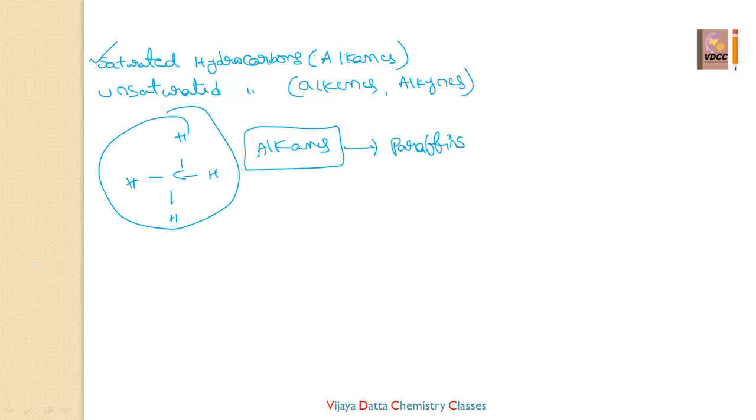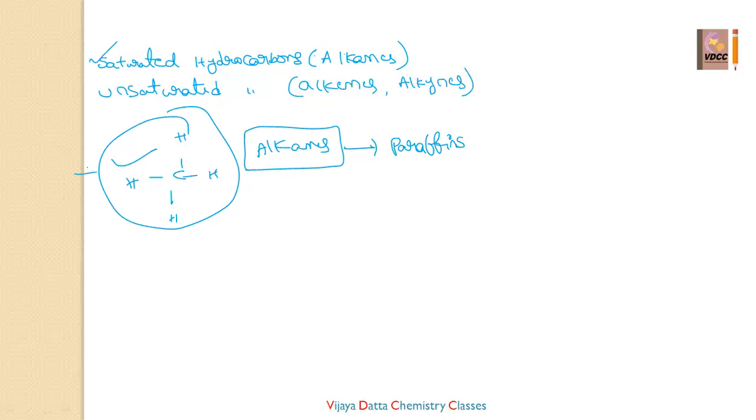Coming to the unsaturated hydrocarbons, these are the compounds in which two carbon atoms are linked by double or triple bonds. In saturated hydrocarbons, the carbons are attached only with single bonds, either carbon-carbon single bonds or carbon-hydrogen single bonds. Because, as we defined, only carbon and hydrogen are present in a hydrocarbon.